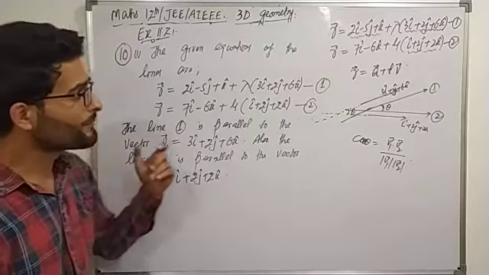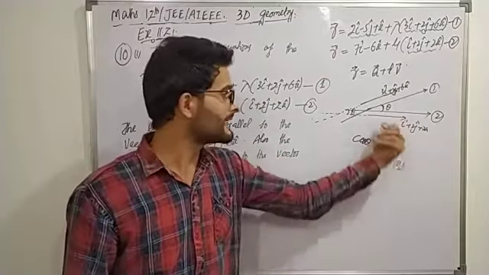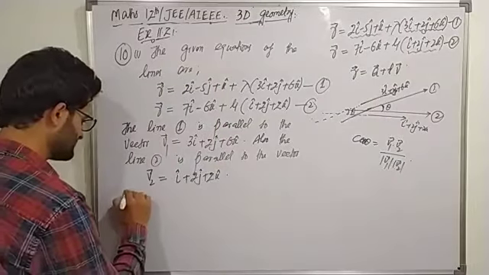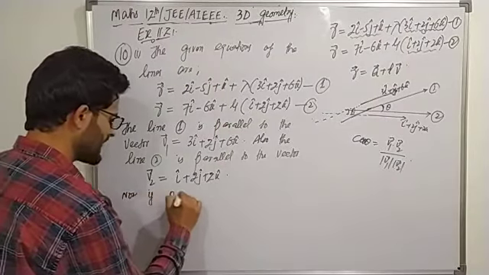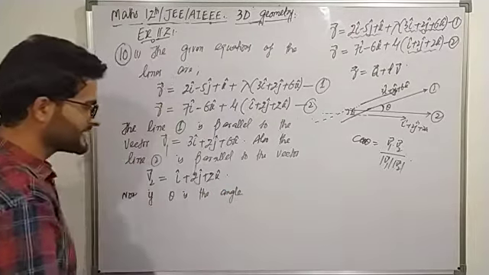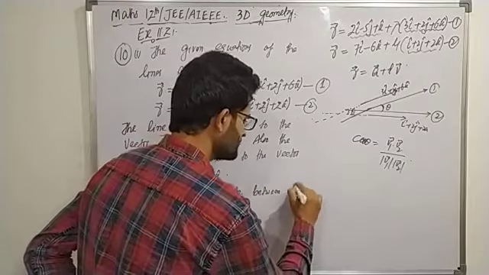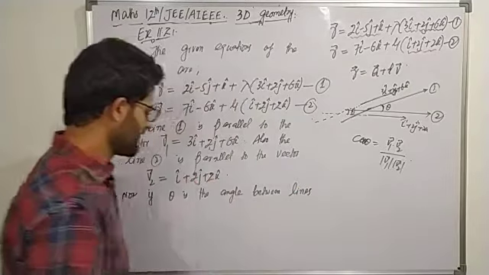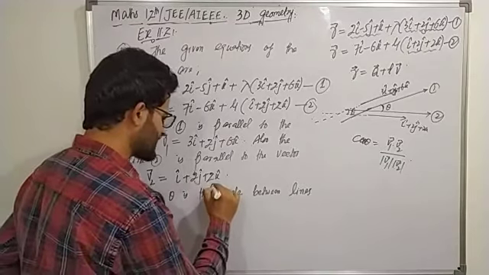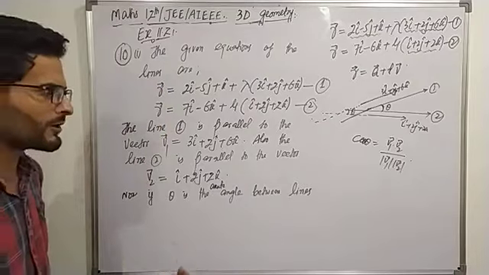Is that clear? Now if theta is the angle between line first and second, then obviously theta is the angle between the vectors v1 and v2. Now if theta is the angle between lines first and second, suppose theta is the acute angle, we will consider the angle between them to be acute, and that we will then calculate.